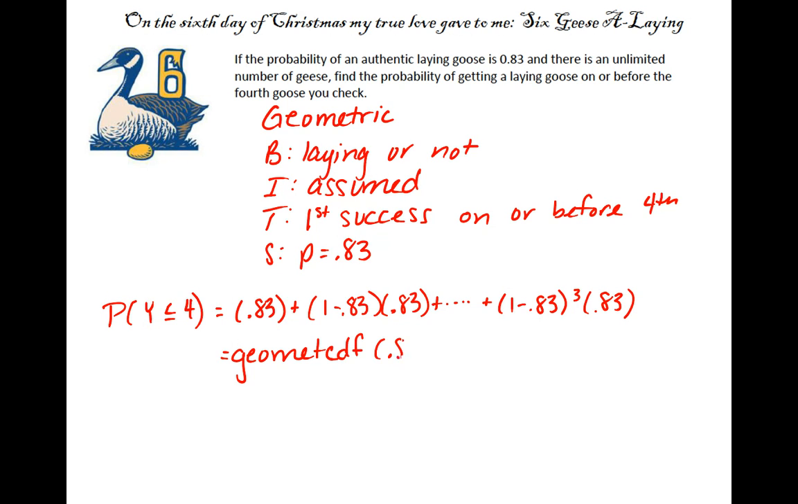Your probability is 0.83, and then we're successful on the fourth trial or earlier. So if I were to type that into my calculator, that gives me 0.9992.